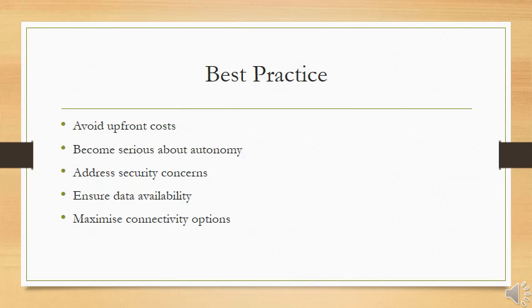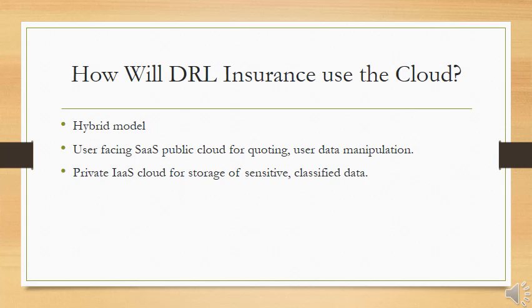Maximizing connectivity and ensuring data availability is purely about doing enough research to choose a plan that suits our needs. So how is DRL Insurance going to use the cloud? Well, we're going to look at a hybrid model. We're going to have a user-facing SaaS public cloud for generating quotes and manipulation of standard user information. And we also want to look at renting infrastructure to set up a private cloud for sensitive data storage.